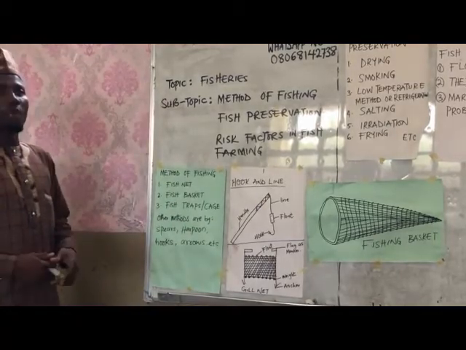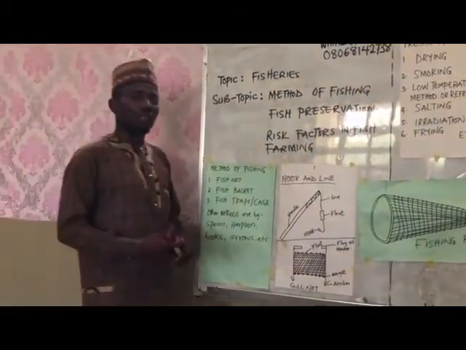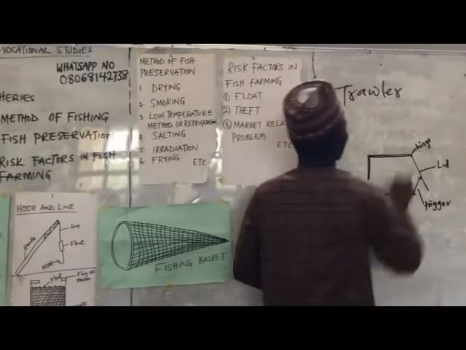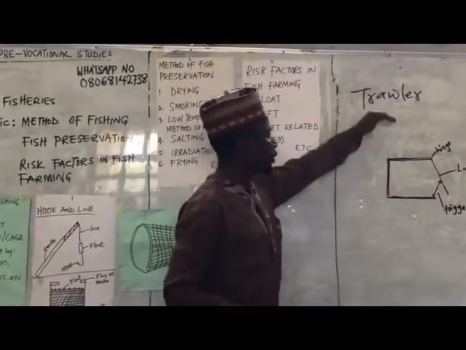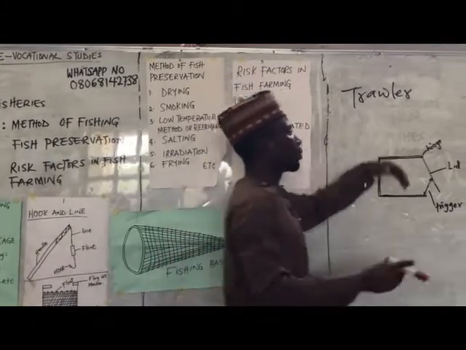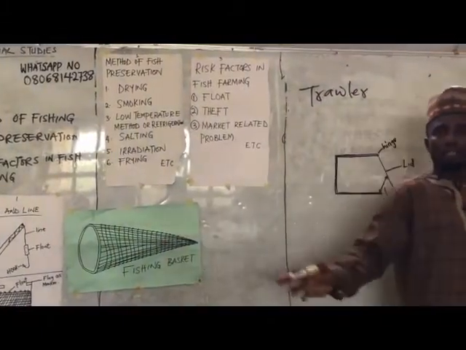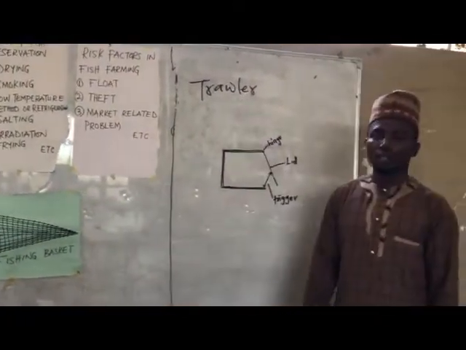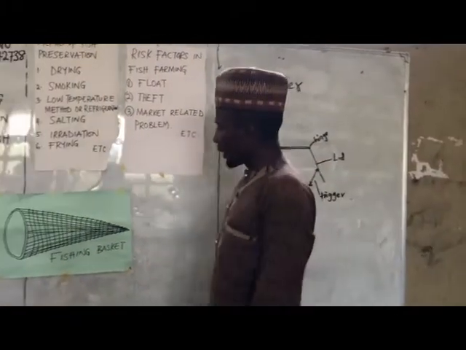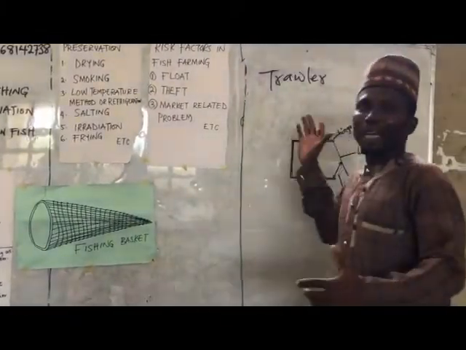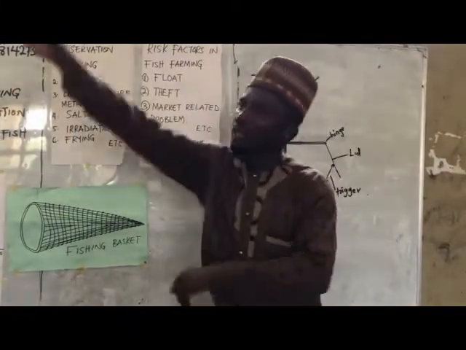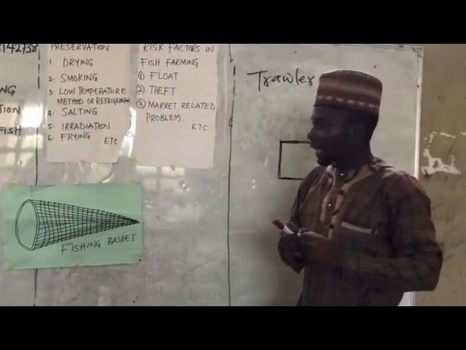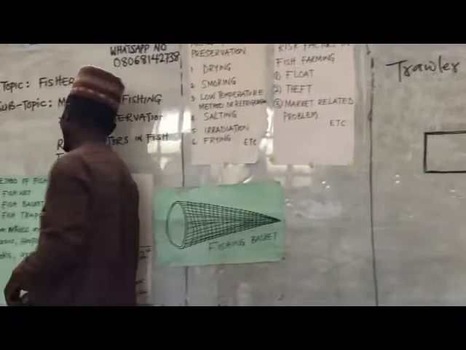Not only that, we have what we call trawler. This is another net attached to a boat. Then that boat will be towing it, moving it in water in order to harvest fishes. Then we have drag net also, that you cast, you throw it into the water, then you drag it towards yourself. That's another example of net that you can use to harvest fish.